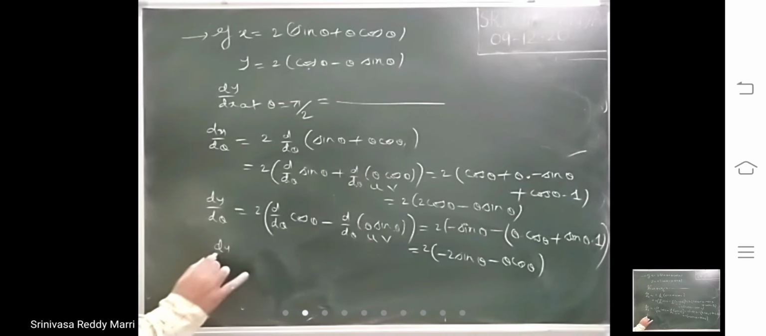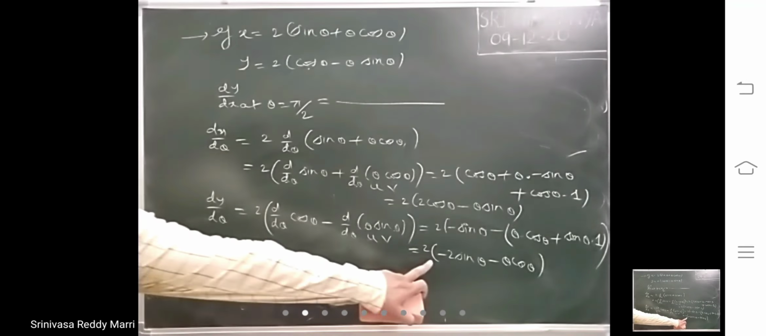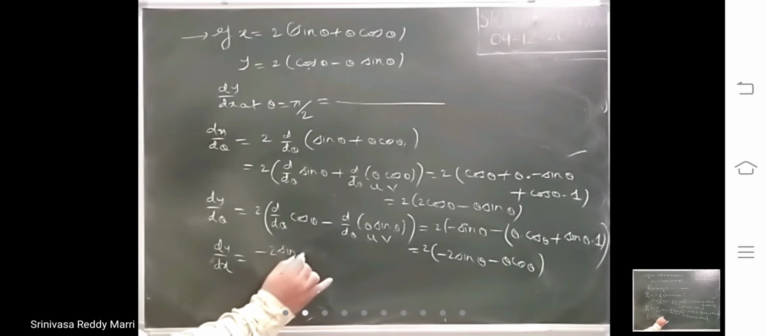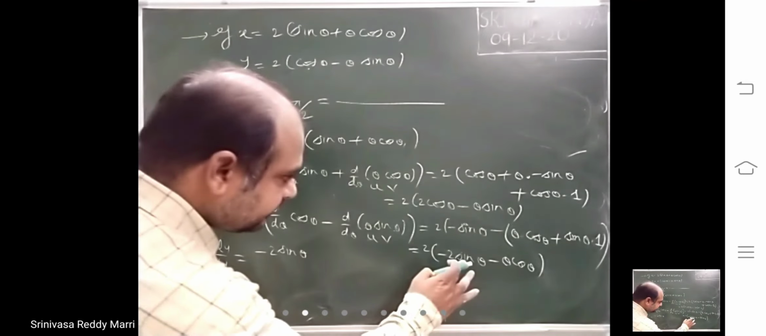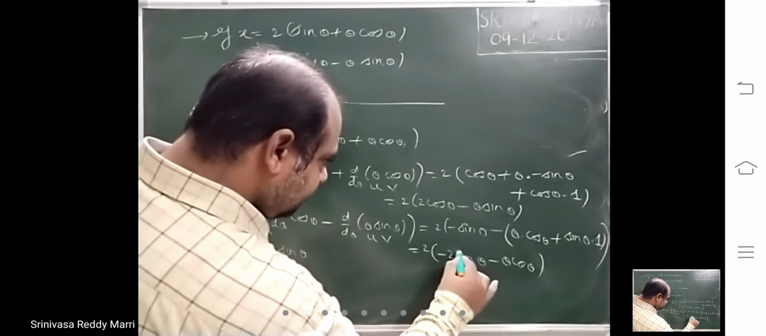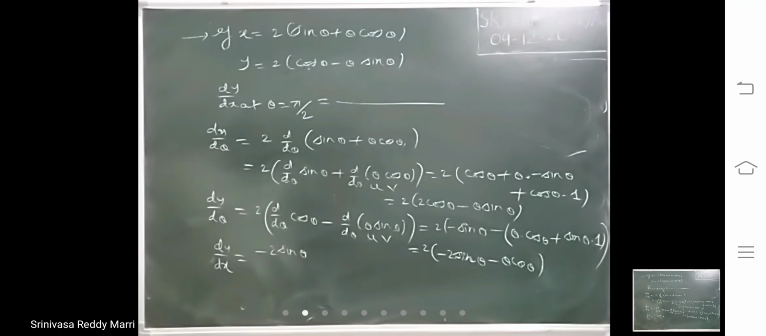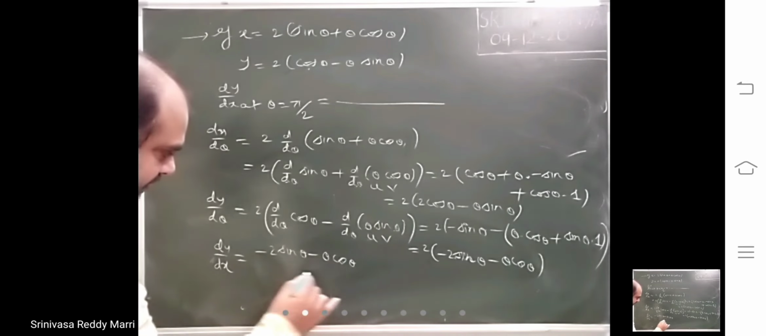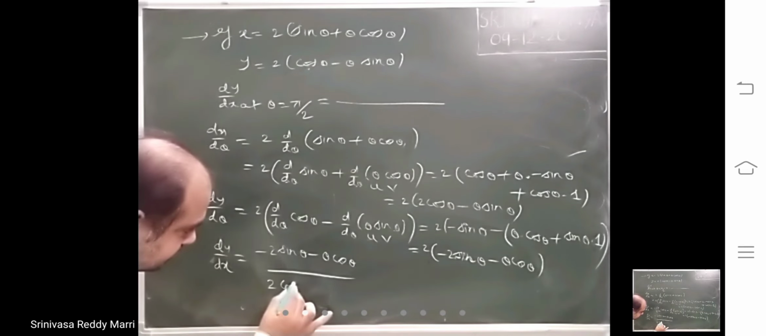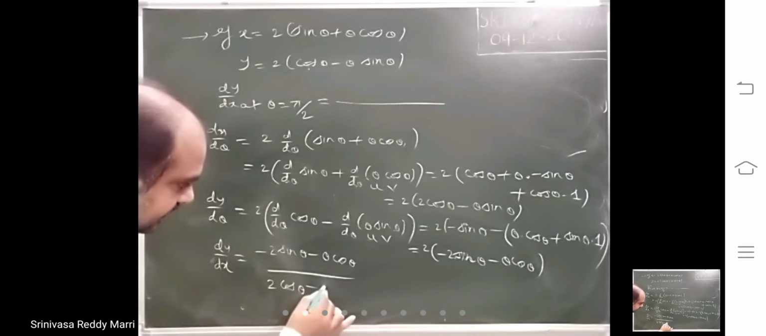Therefore I am calculating dy by dx. This factor divided by this factor, 2 will get cancelled. So minus 2 sin theta minus theta cos theta divided by 2 cos theta minus theta sin theta.